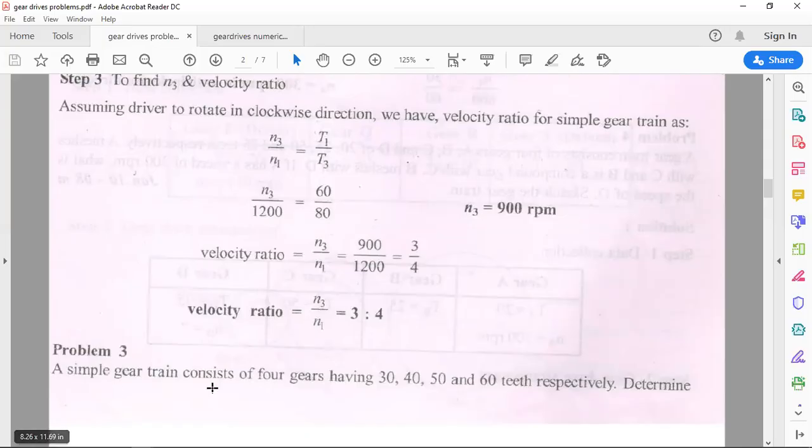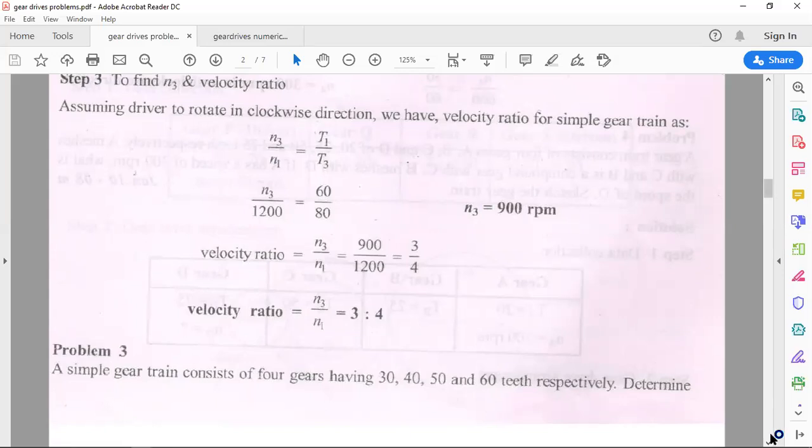So a simple train consists of 4 gears, in the sense there are 4 shafts, and on each shaft one gear is mounted, and those gears have 30, 40, 50, 60 teeth respectively. The first gear has 30 teeth, the second gear 40 teeth, the third gear 50 teeth, and the fourth gear 60 teeth. So T1 is equal to 30, T2 is equal to 40, T3 is equal to 50, and T4 is equal to 60.